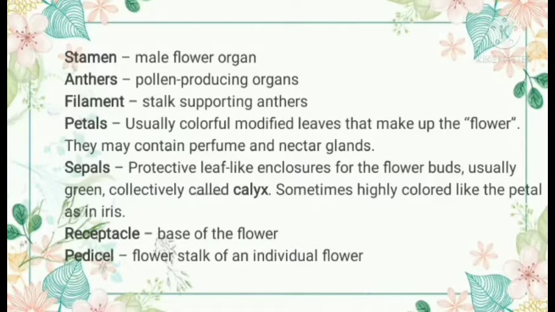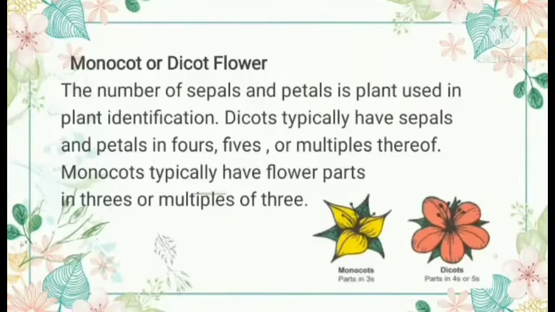Stamen is the male flower organ, the pollen organ, and the filament is the stalk that supports the anther. Petals are usually colorful, modified leaves that make up the flower. They may contain perfume and nectar glands. Sepals are a protective leaf enclosure for the flower buds, usually green, collectively called calyx, sometimes highly colored like petals, as in iris. Receptacle is the base of the flower, then pedicel is the flower stalk of an individual flower.